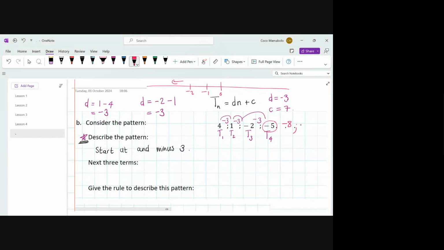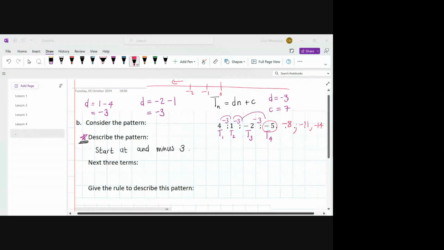-11. That's it. -11. And then the last one? -14. Oh, beautifully done, my darling. See, it's not that difficult. You just quick number line, and you got it. Well done. Amazing work. Excellent work, guys.